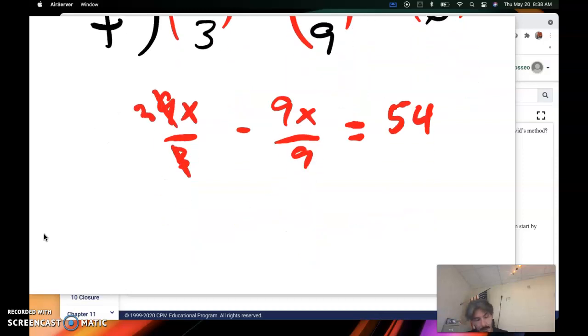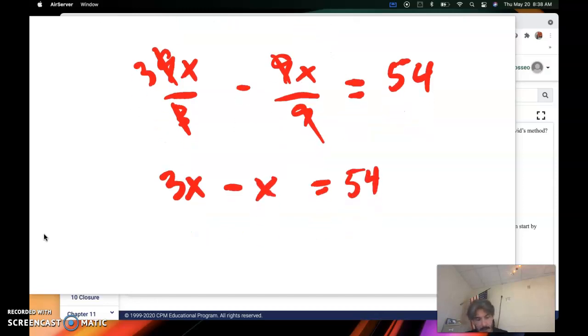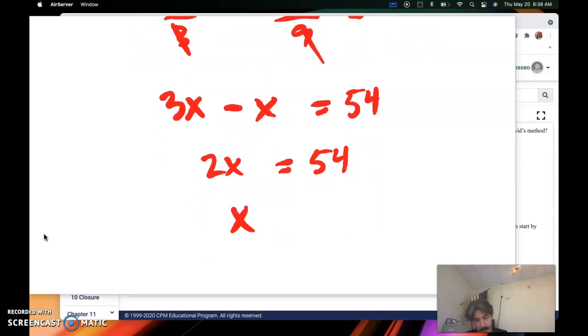This cancels with this, and I'm left with 3x. This cancels with that, minus x equals 54. 3x minus x is 2x, and that's equal to 54. And then I divide both sides by 2, and I get x equals 27.